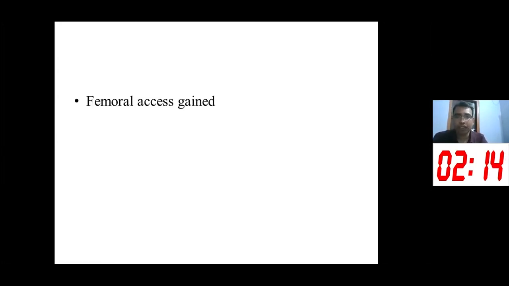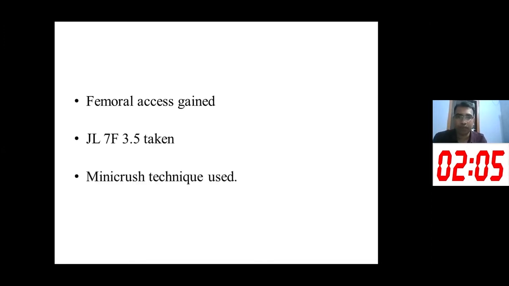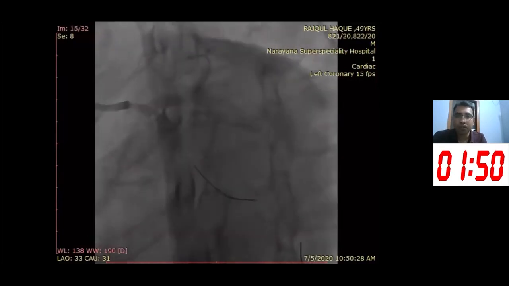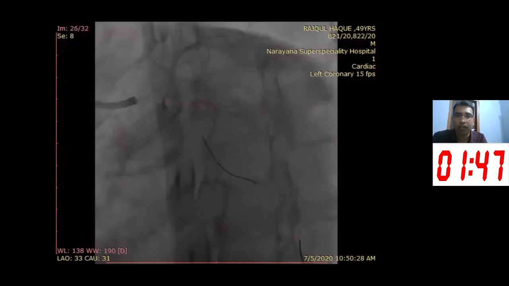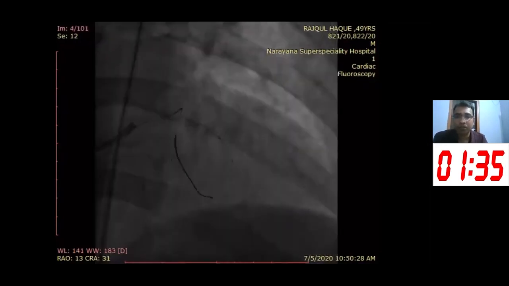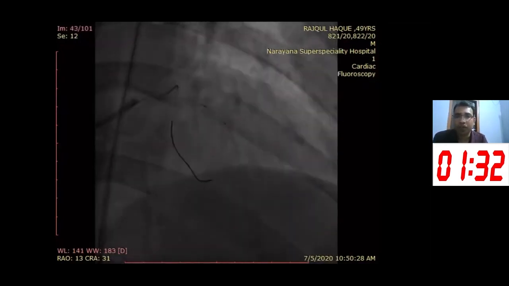Immediately femoral access was gained and a 7 French sheath was inserted. A 7 French JL 3.5 was taken to hook the left coronary, and the mini crush technique was decided upon for the PCI. 7,000 international units of heparin, as per the weight of the patient, was given intravenously. After hooking with the JL, 2 Runthrough Hypercoat wires were used to wire both the LAD and the LCX. Pre-dilatation of LMCA to LAD was done with a 2.5x12 NC balloon, and the mid LAD was also dilated with a 2.5x12 balloon.